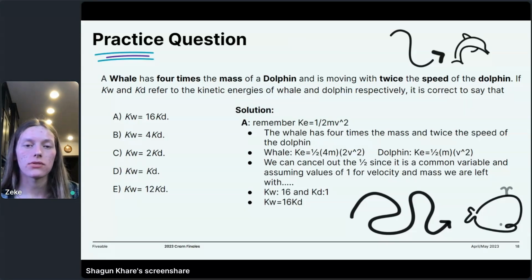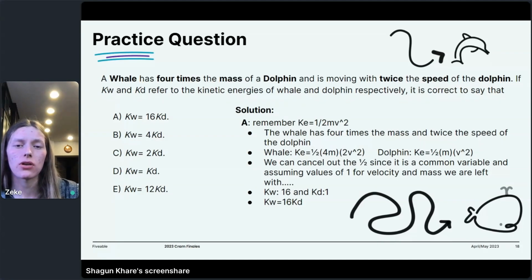Remember, kinetic energy equals 1/2 mass times velocity squared. We also pulled out that the whale has 4 times the mass and twice the speed of the dolphin. So we can put that in our equation, and with these types of questions, just plug in numbers and chug. You don't have to have a full-on number like mass is 1. You can just plug in numbers to get an answer. For the whale we plugged in 4m and 2v squared, and for the dolphin, we plugged in m and v squared.